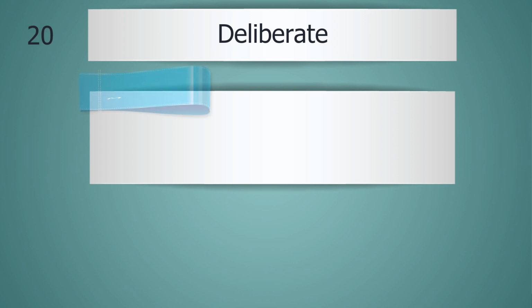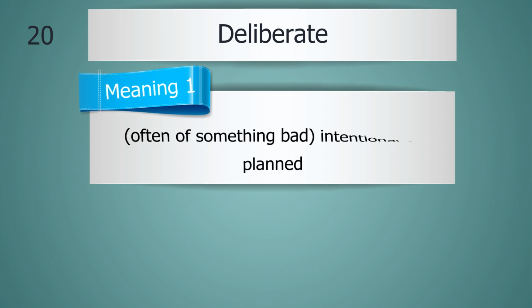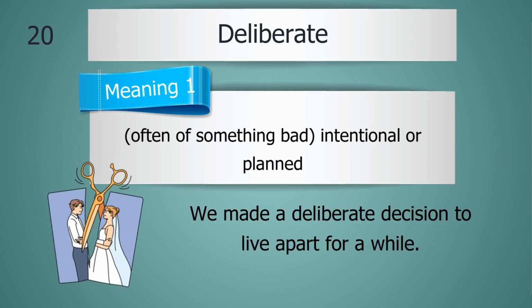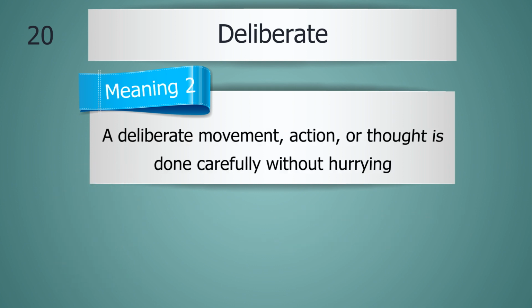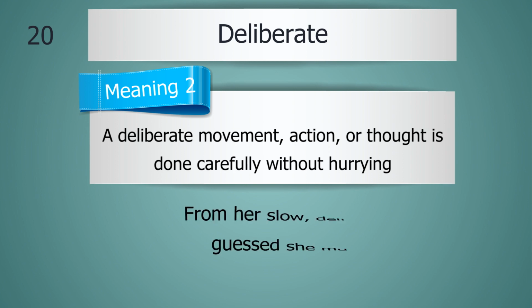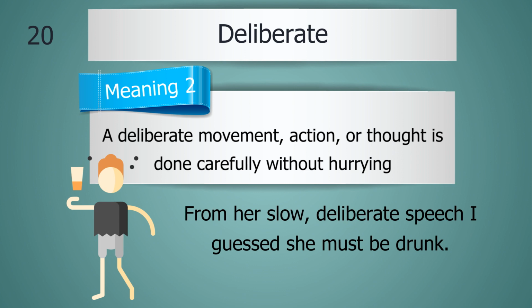Deliberate. First meaning, adjective, often of something bad, intentional or planned. We made a deliberate decision to live apart for a while. Second meaning, adjective. A deliberate movement, action, or thought is done carefully without hurrying. From her slow, deliberate speech, I guess she must be drunk.